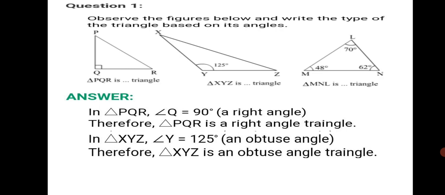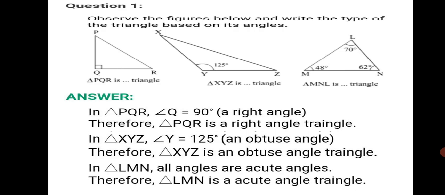Third figure, we have triangle LMN and all the angles are less than 90 degree. That means triangle LMN is an acute angle triangle. So let's write, in triangle LMN, all angles are acute angles. Therefore, triangle LMN is an acute angle triangle. So this way we have completed question number 1.